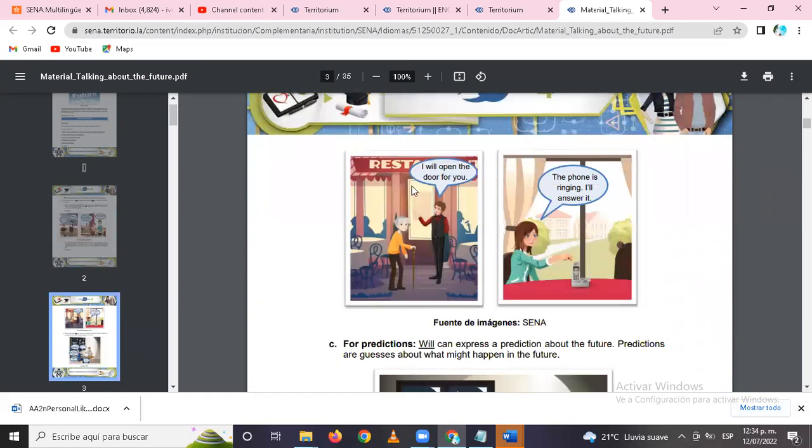So, this is an old woman, and here a young guy, and he says, okay, I will open the door for you. And that's an offer, a voluntary action. The phone is ringing. I'll answer it. She's a guest in the house. No one is around. The phone is ringing. And she says, okay, I'll answer it.